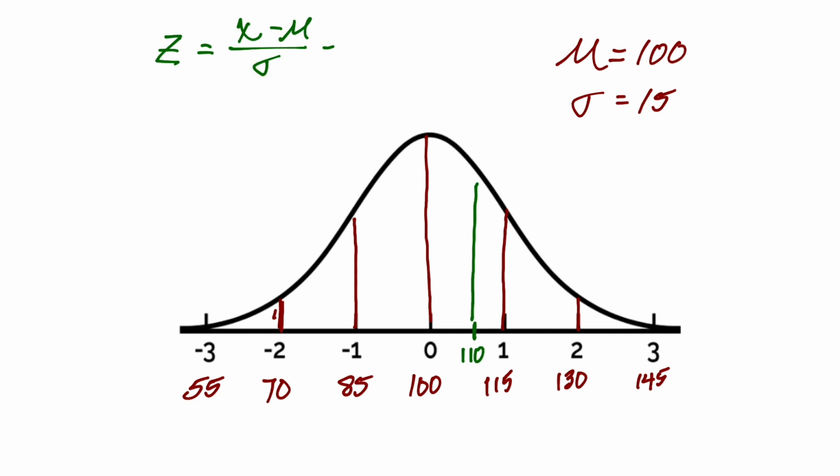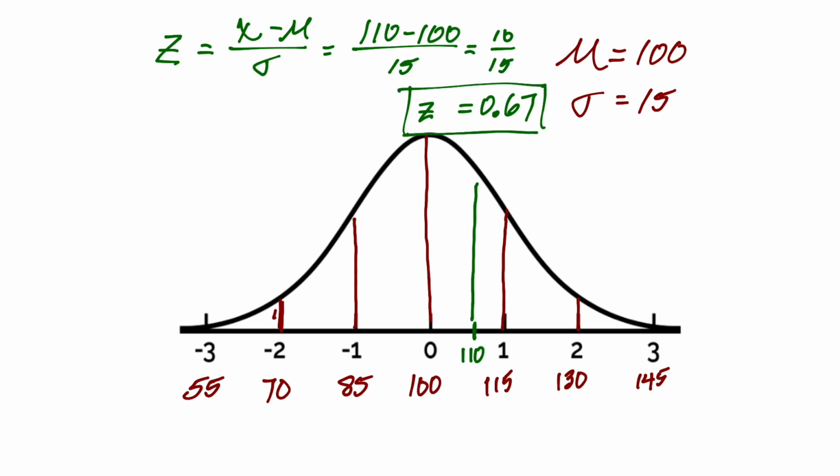So let's do that briefly. We'll take the 110, subtract the 100, then divide by 15. So that is 10 over 15, which, if I round that to 2 decimal places, gives me about 0.67. So that tells me that this has a z-score, or if you're in Britain or Canada, a zed-score, of 0.67.